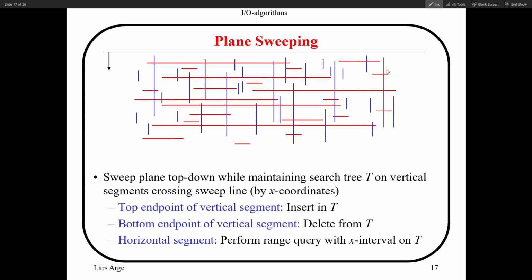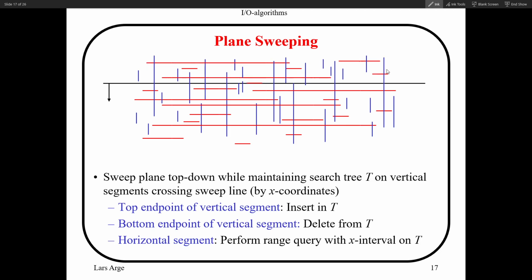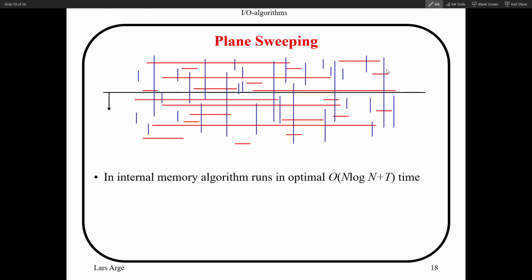And the solution basically works by maintaining a search tree on vertical line segments. Every time we see a top, we insert. If we see a bottom, we delete. And when we see a horizontal line segment, we can just do a query on the search structure. In internal memory, that will give us a solution that runs in n log n plus t time, where t is the output size, or the number of intersections.